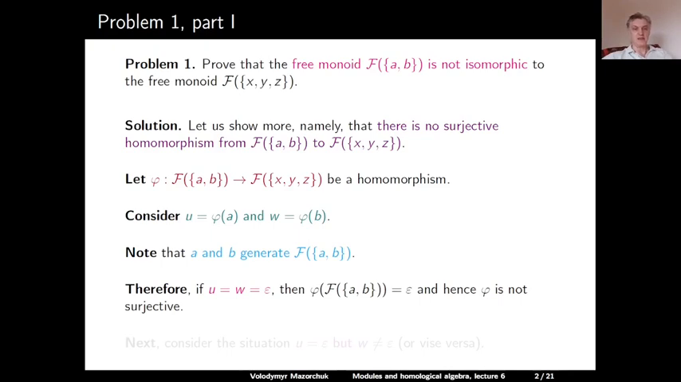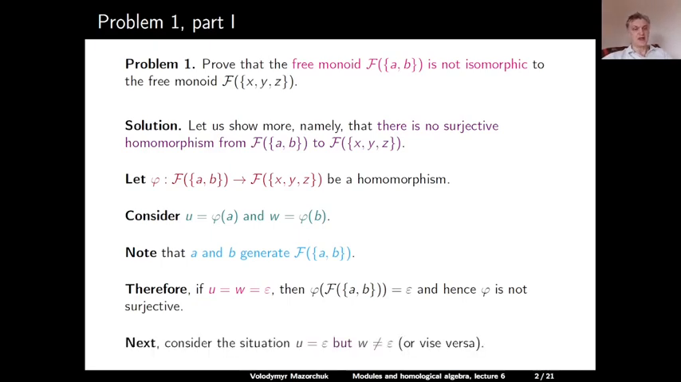Case 1 is when both U and W are the identity. Then any product of identities is the identity, so the image of the whole free monoid on A and B under phi consists of the identity. And then phi is, of course, not surjective.